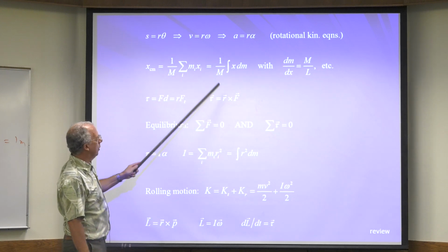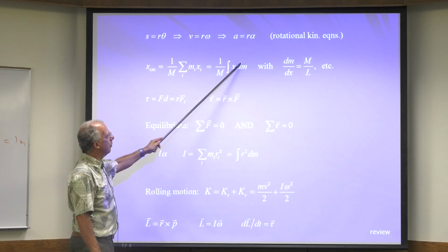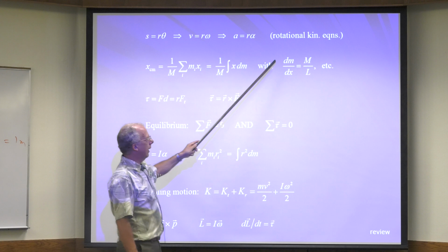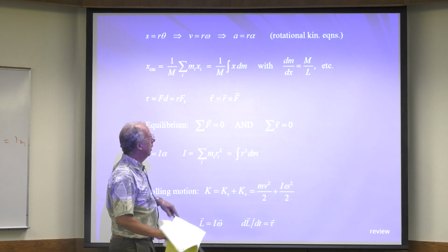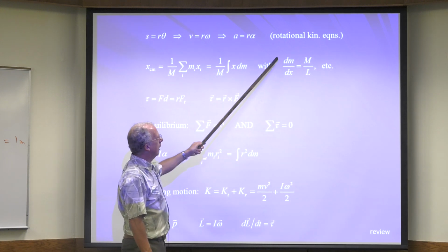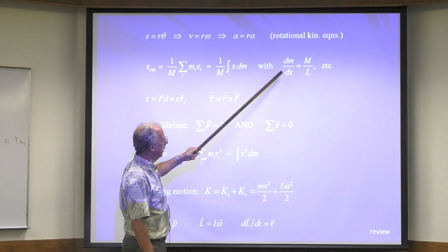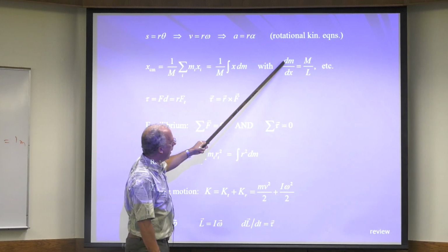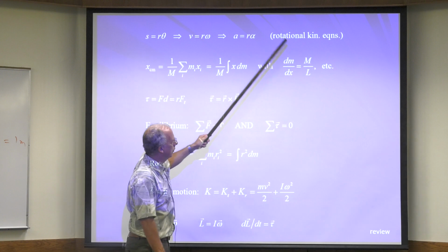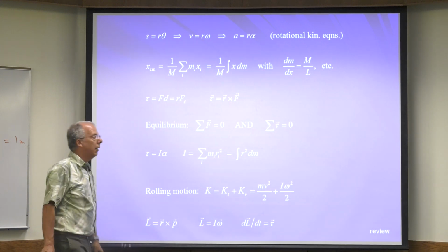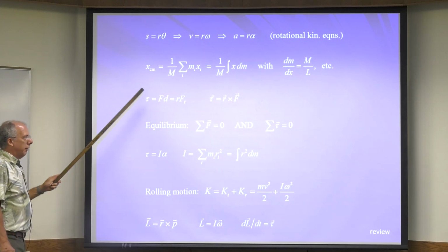And then in order to do this integral, you have to get rid of the dm. You get rid of the dm by saying that we have uniform density. So for a one-dimensional object, the density is the mass divided by the distance. So the small mass divided by the small distance equals the total mass over the total distance, and so forth and so on. And we did a lot of examples on that.